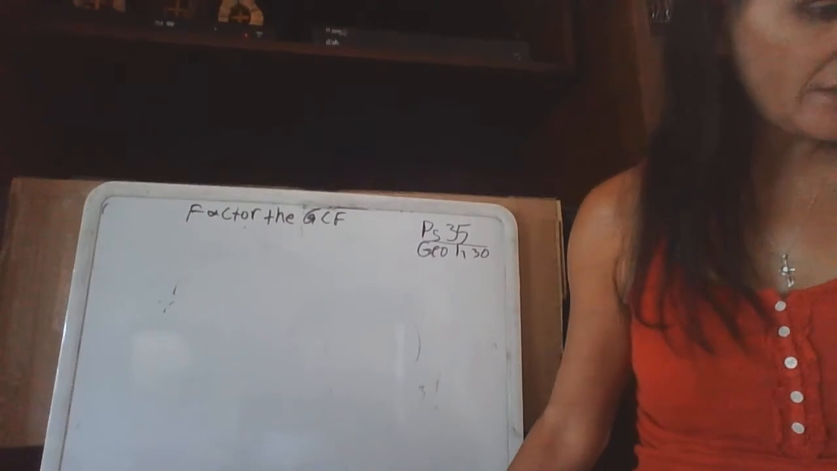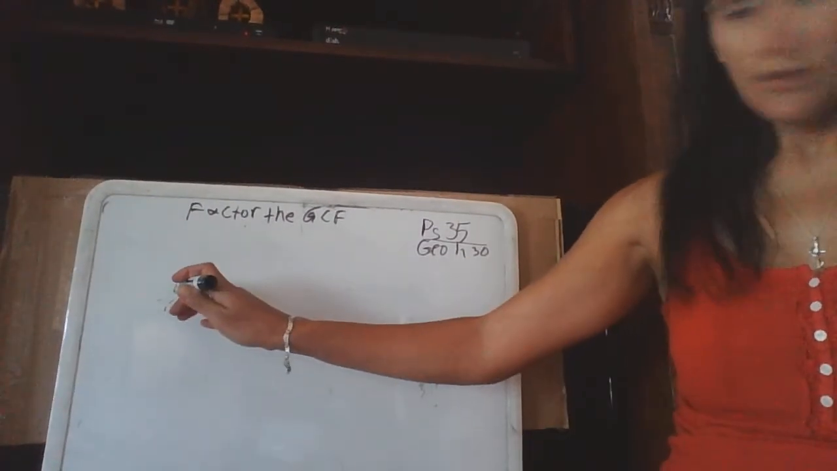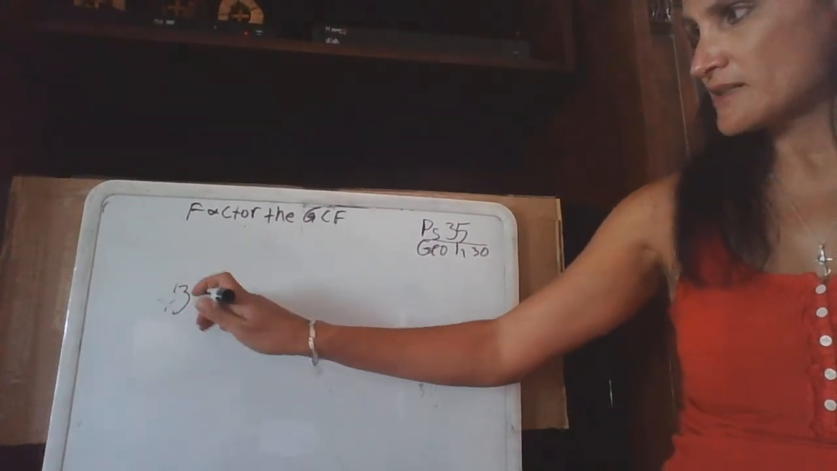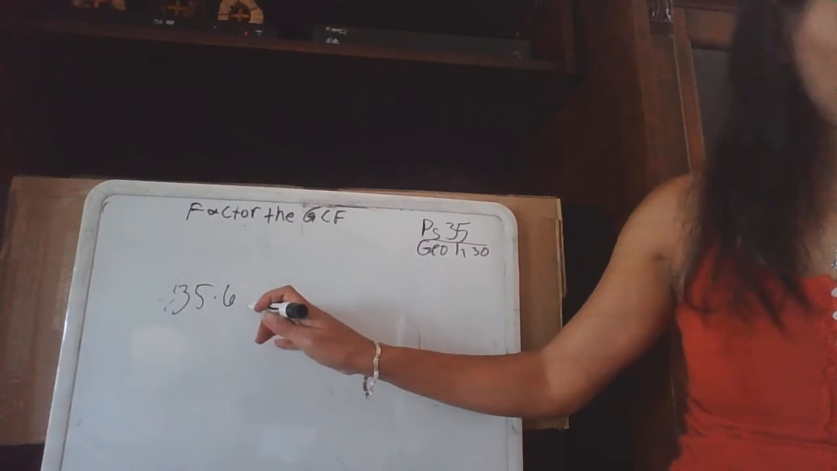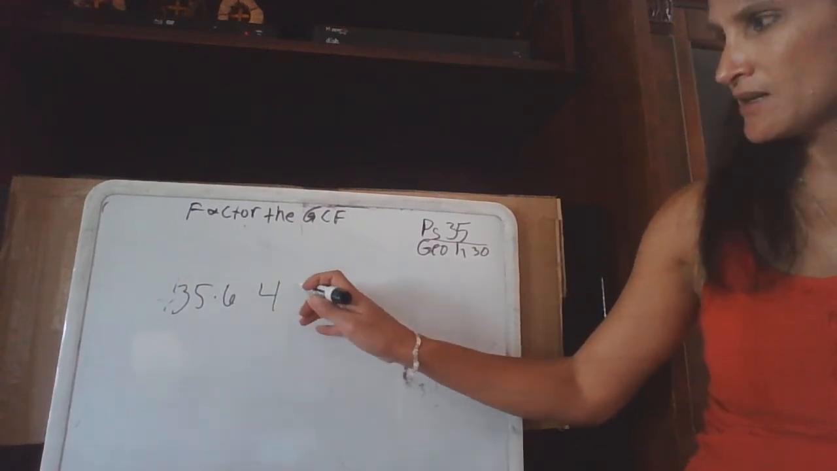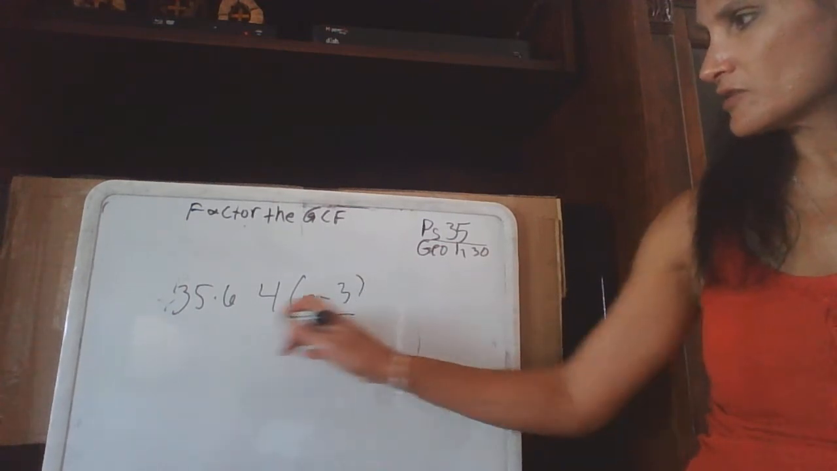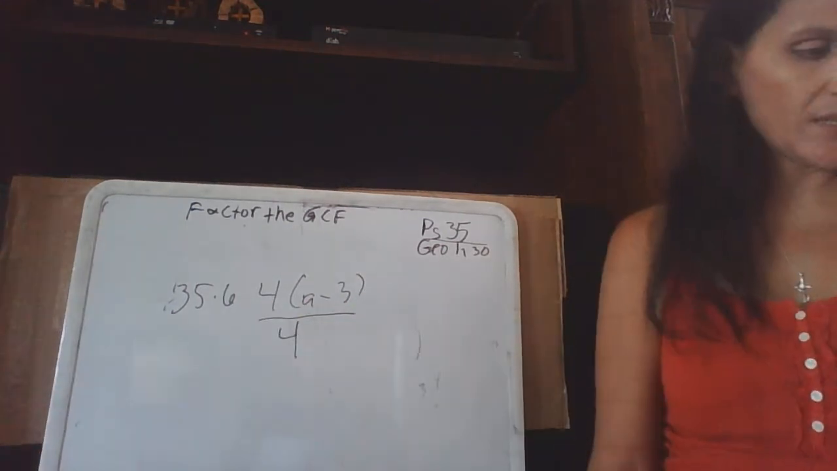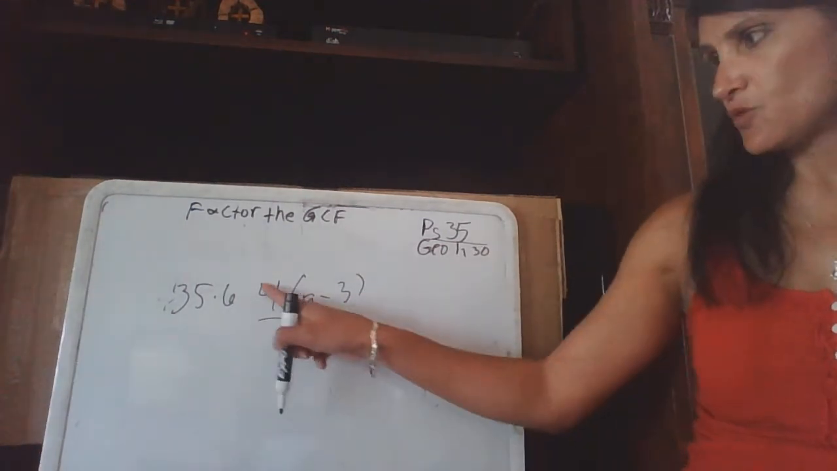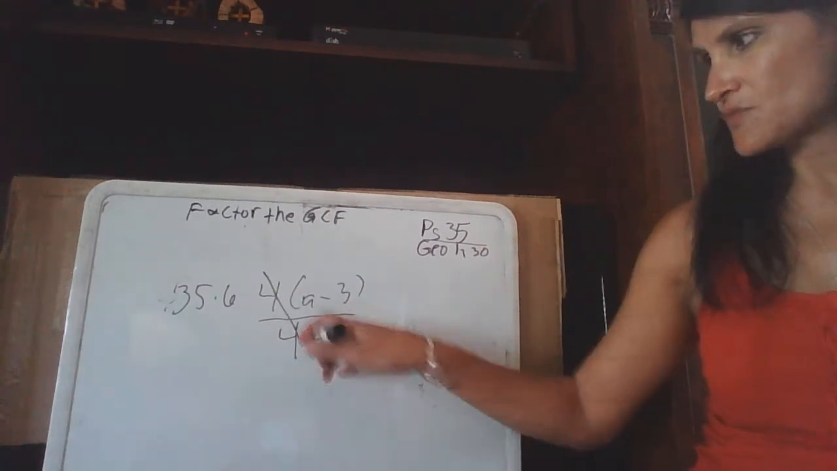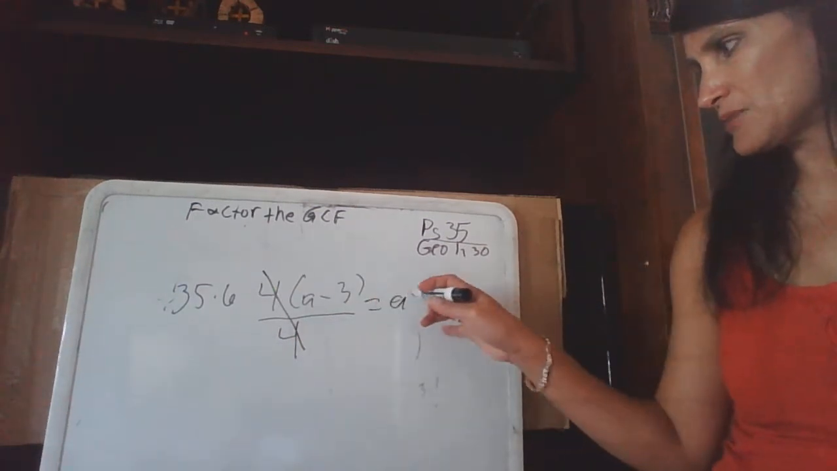All right, let's look at the next one. I have example 35.6, which has 4a minus 3 over 4. Once again, I notice that the 4's are factors, so I can reduce, and I get 8 minus 3.